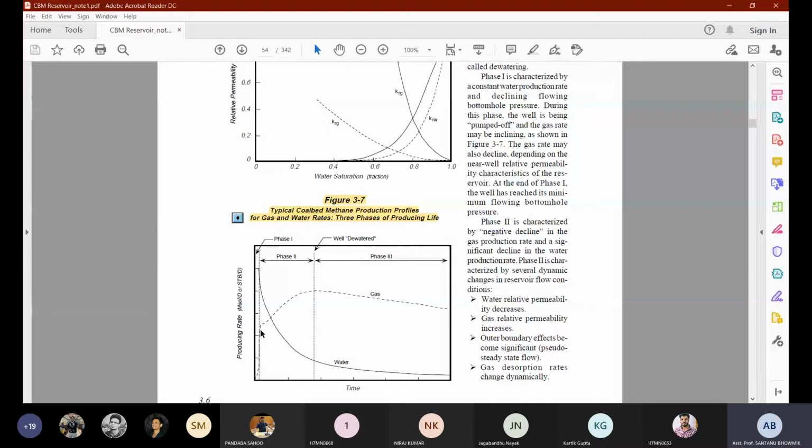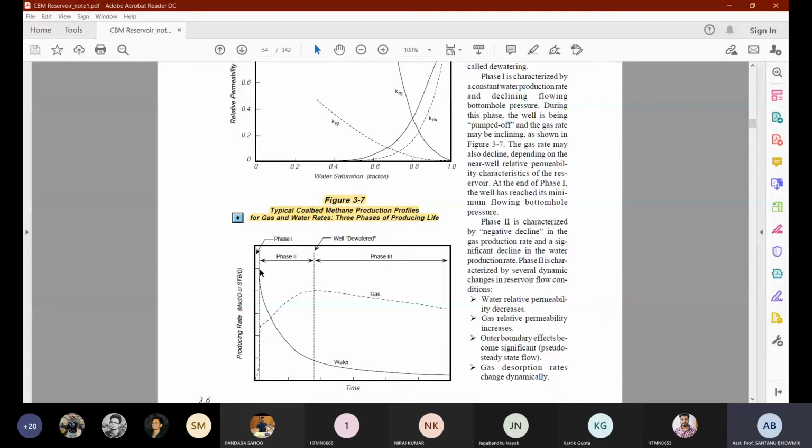At the end of phase 1, you can see that the gas production rate is steeply increasing, and the water production is also constant. Then, when you have reached the end of phase 1, the well has reached its minimum bottom hole pressure. Bottom hole pressure means the pressure at the seam or at the reservoir, at the bottommost point of the borehole. That is called the bottom hole pressure.